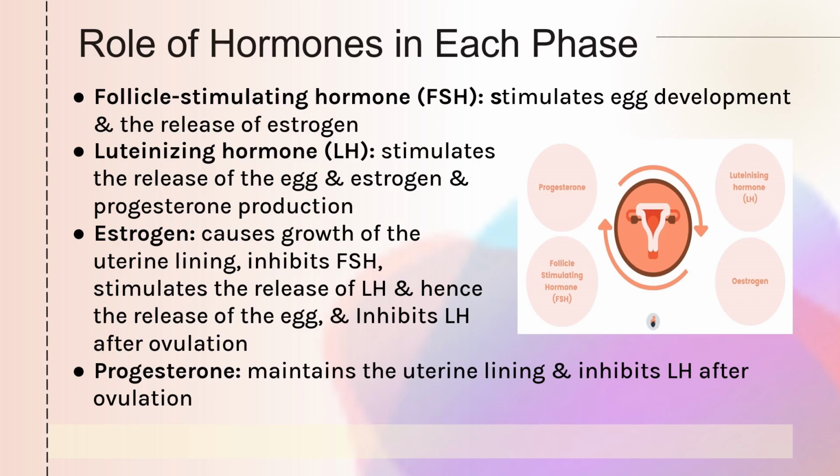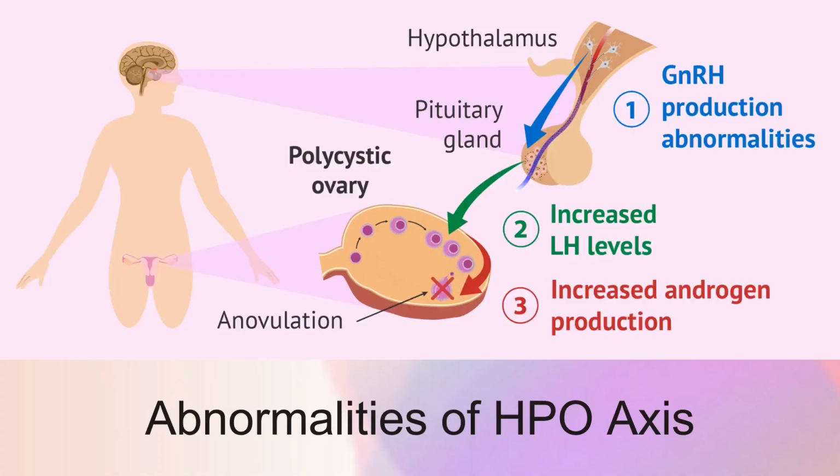Estrogen also inhibits FSH, stimulates LH to trigger ovulation, and then inhibits LH after ovulation has occurred. Progesterone maintains the uterine lining to prepare it for the potential implantation of a fertilized egg. It also inhibits LH after ovulation, helping to regulate the menstrual cycle. We have covered a ton. I think you all now understand how the HPO axis works, right?